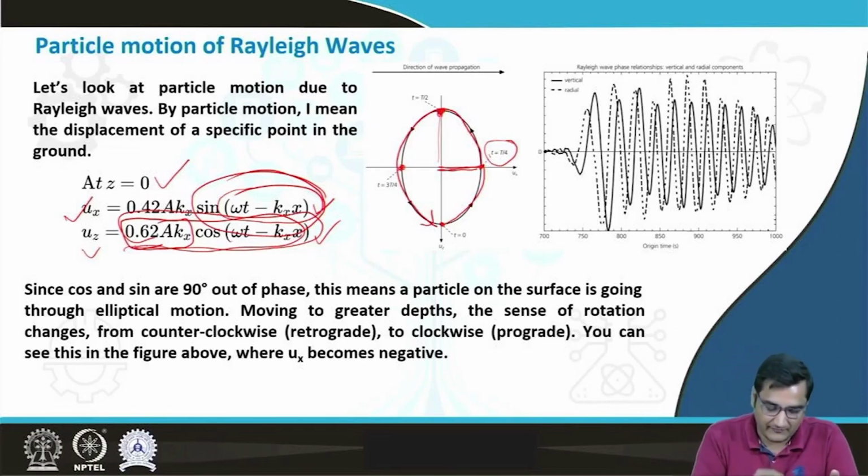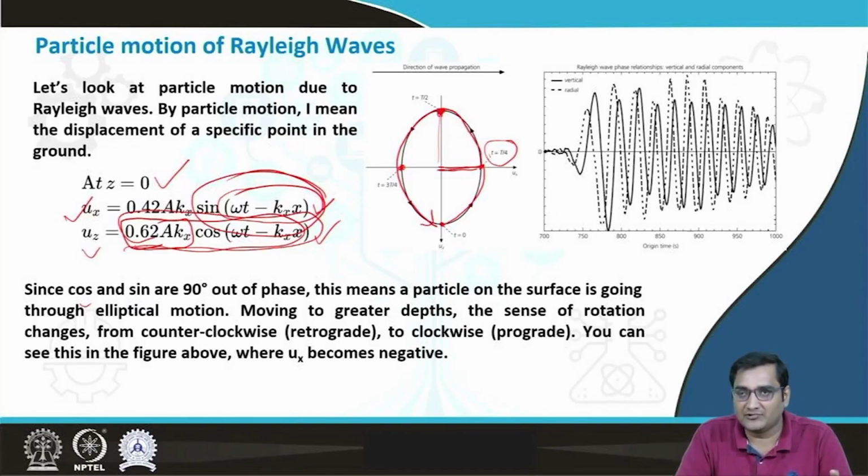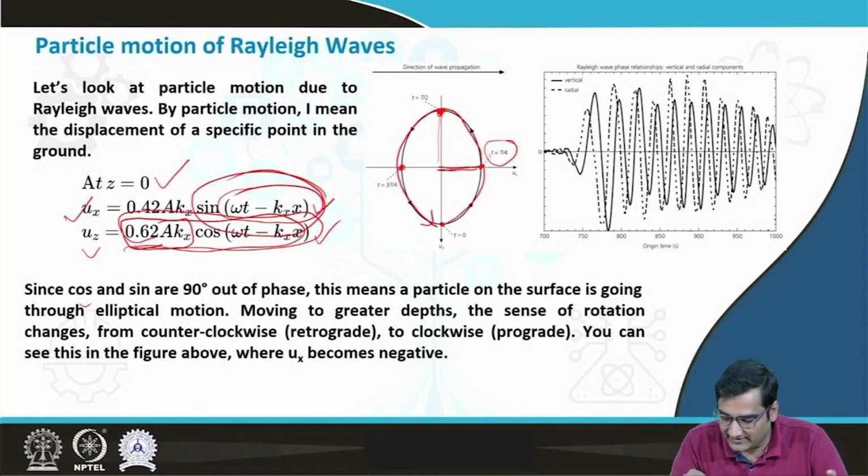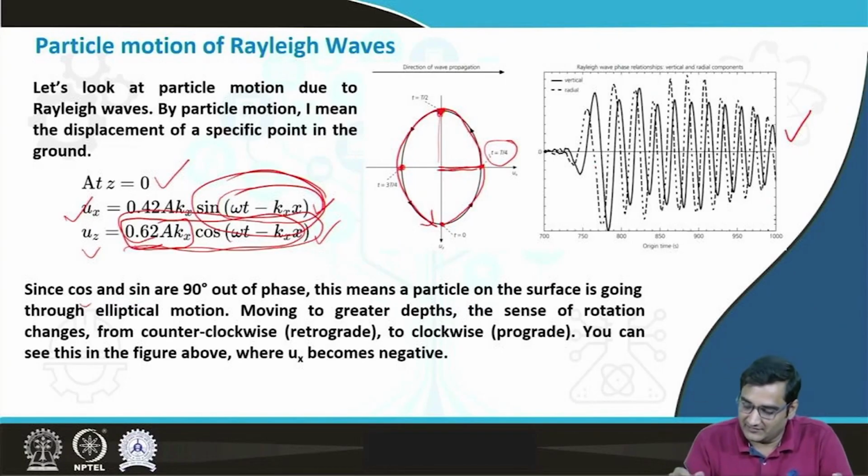So you can see what is written here, since cos and sine are 90 degrees out of phase. When we are drawing the particle motion of the vertical and the radial components, you can see that these components are drawn here in this particular figure. The dashed line is for the radial component and the solid line is for the vertical component. These are 90 degrees out of phase, which means when one is maximum, another is minimum, and when another is minimum, the previous one is maximum. So that is what is happening here.